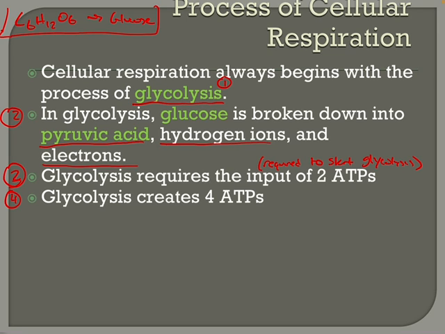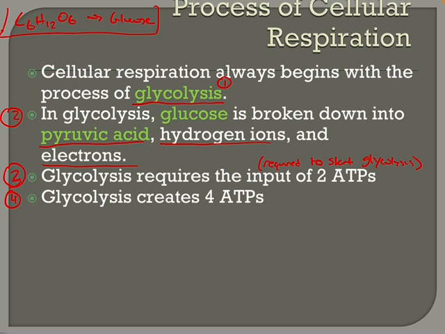Glycolysis creates 4 ATP, okay? So after you have started glycolysis and you break down that one glucose molecule, the result is that you make 4 ATPs. But my question to you now is, and I'm going to challenge you to pause the video for a second and think, if glycolysis creates 4 ATPs, how many ATPs do you end up with? Is it 4? Take a second and think about that. Hopefully you did, and now you're back.